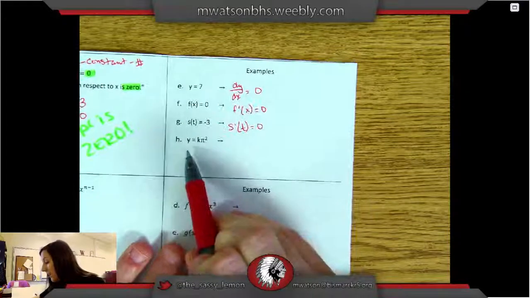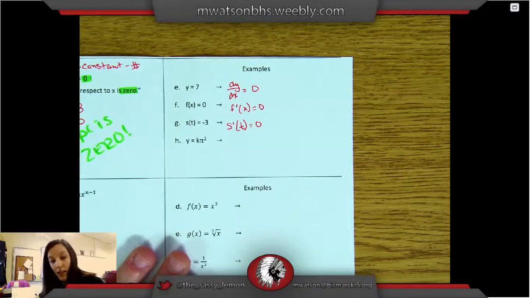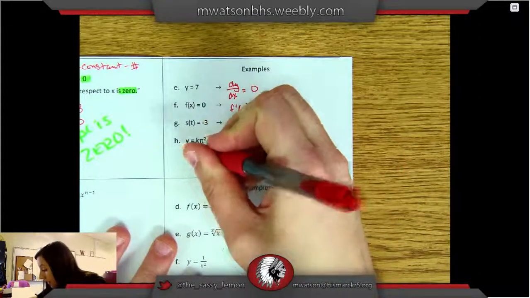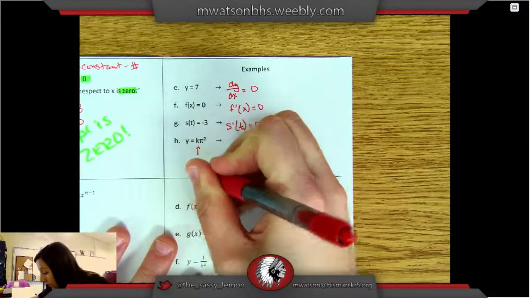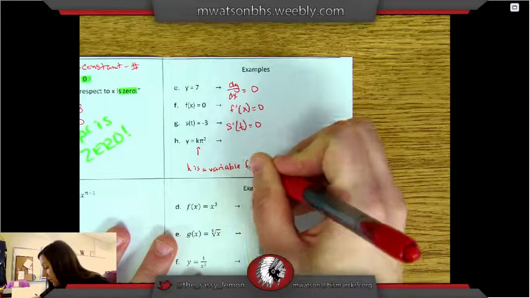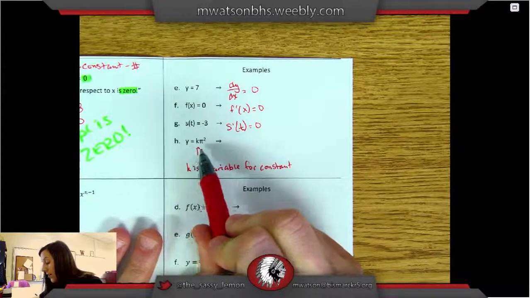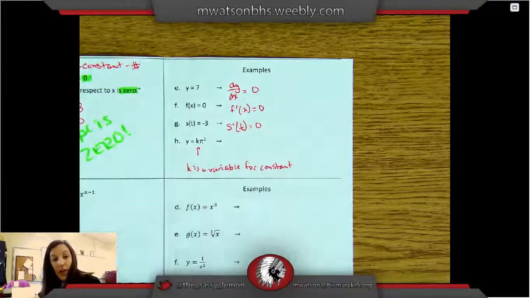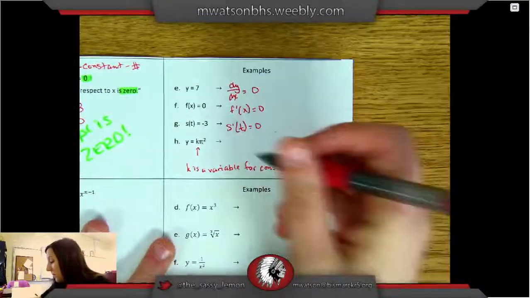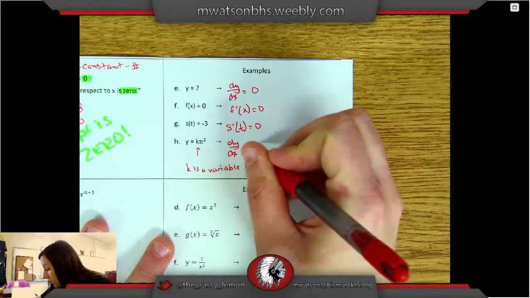And then this here, y equals k pi squared. Well, this is still a constant because k is a variable for constant. So don't get that confused. This is not standing for an actual variable. Typically in mathematics, k is a variable for a constant. So this is kind of like my challenge problem. And so we would write dy over dx is equal to 0.